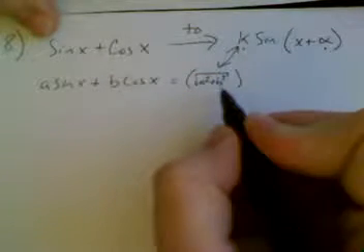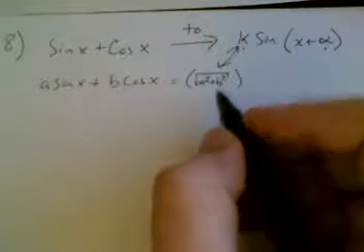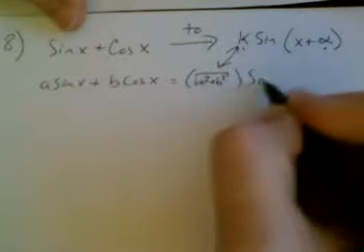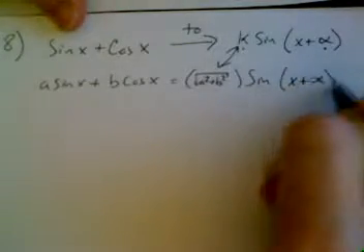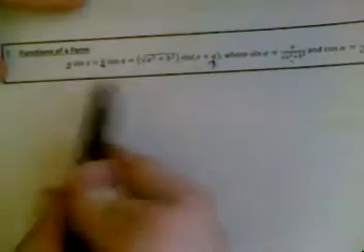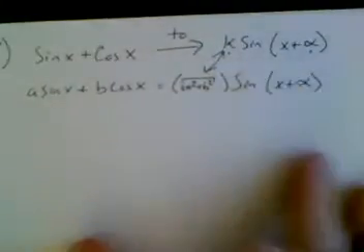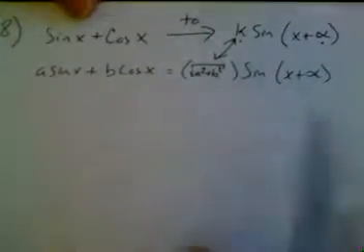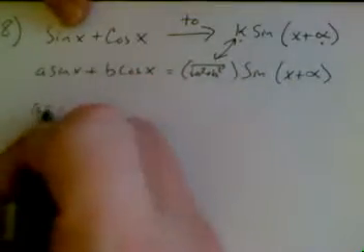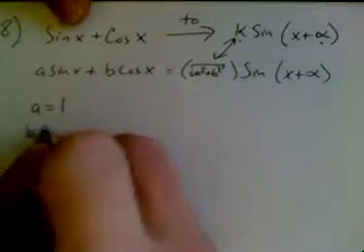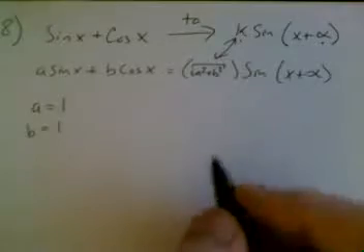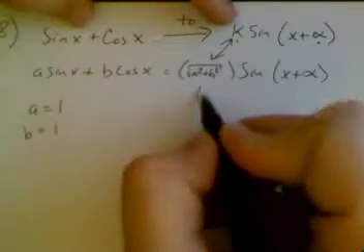That's the square root of a squared plus b squared, times the sine of x plus alpha. Again, this is identical to what's written right here. Up to this point, I've just copied that information down. With that being done, let me look very carefully at what I'm given. A is clearly 1. B is clearly a positive 1. If that's the case, that can give me my k value.